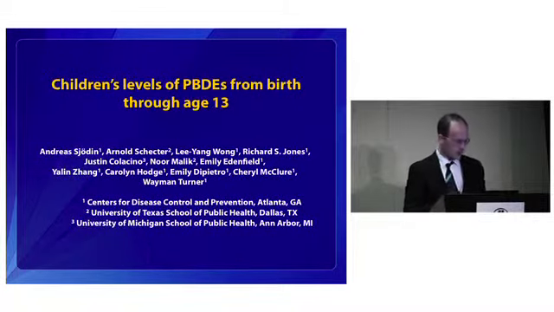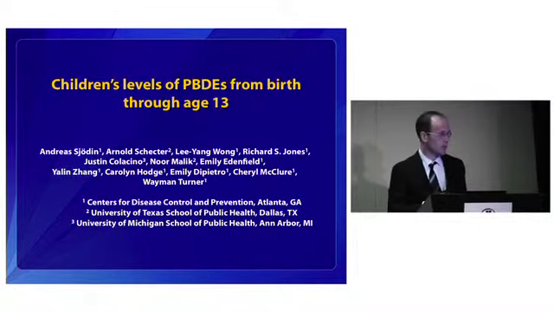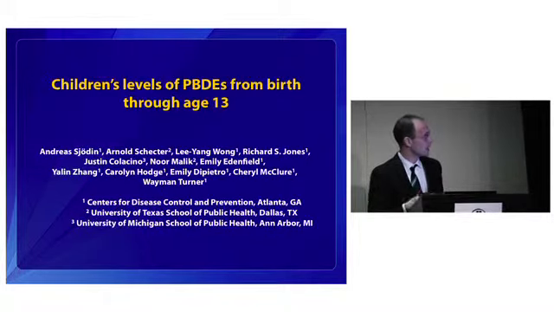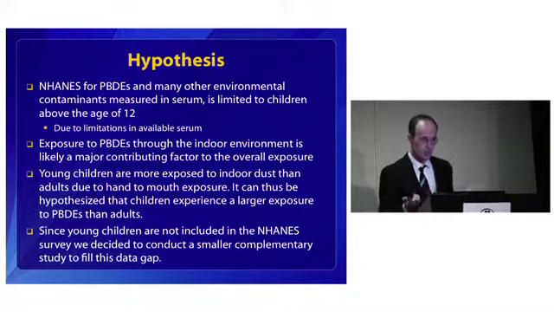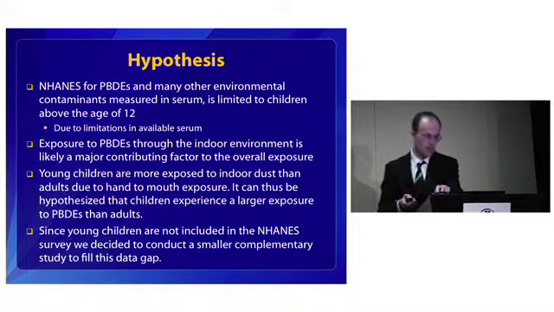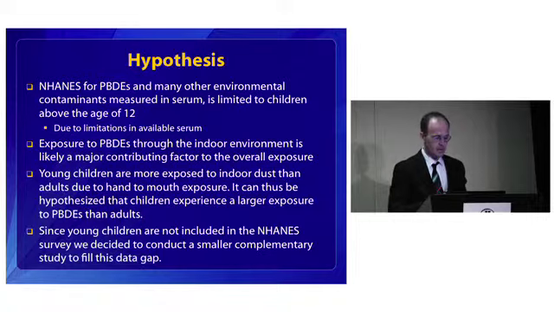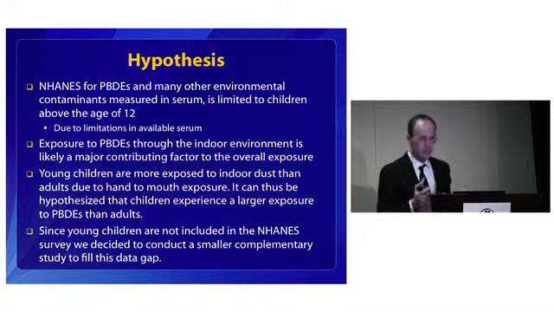So on children, to complement the NHANES survey, what we wanted to do is look at younger children. We had an opportunity to collaborate with Untitled Chapter at the University of Texas to look at younger children. It's more of a convenient sample, so it's not representative of the US population. But our hypothesis was that PBDs and other contaminants may be higher in children, and also that the NHANES survey is limited to age 12, due primarily to availability of serum. We have serum from children going down to age 6, but there's too small an amount of serum actually available to do the PBD measurements.